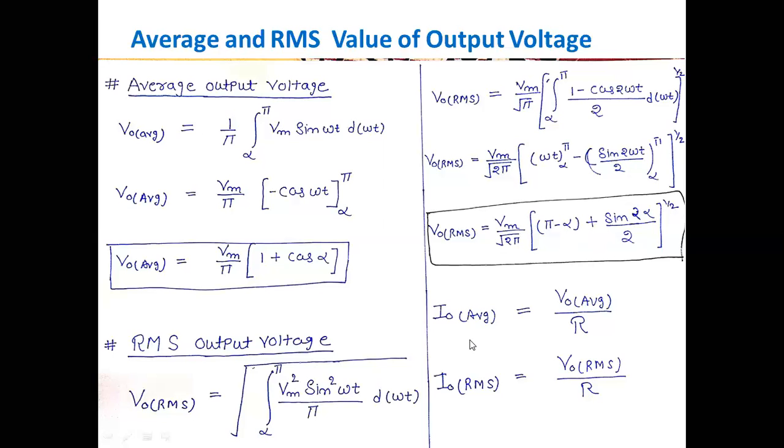Now we can calculate the average current, that is I naught average is equal to V naught average by R, and RMS current, that is V naught RMS by R. So it is very simple and I hope it is clear to all of you.